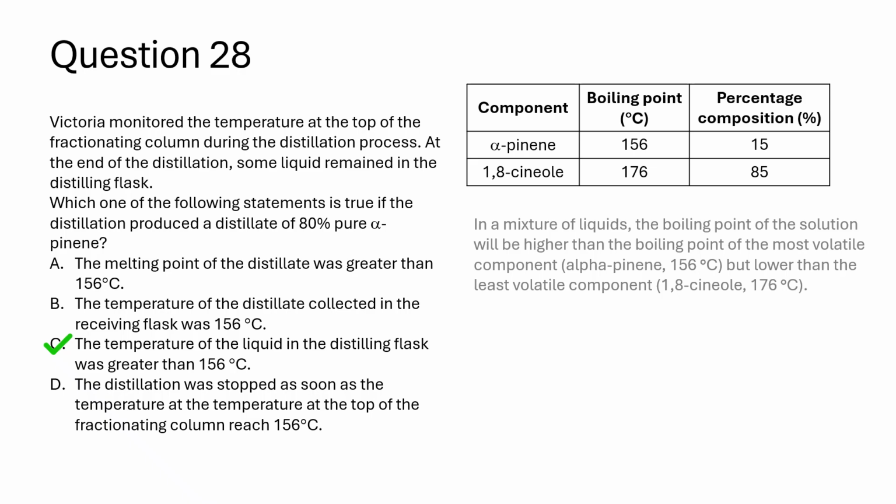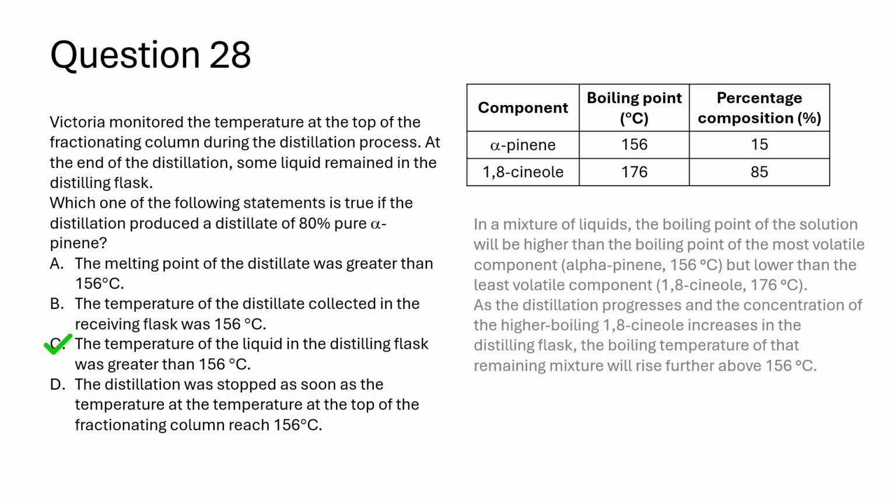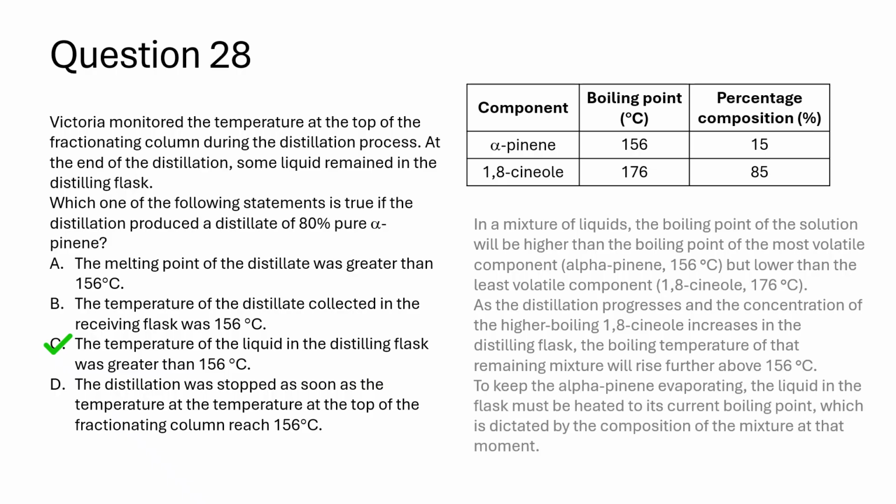As the distillation progresses and the concentration of the higher boiling 1,8-cineol increases in the distilling flask, the boiling temperature of that remaining mixture will rise further above 156 degrees Celsius. To keep the alpha-pinene evaporating, the liquid in the flask must be heated to its current boiling point, which is dictated by the composition of the mixture at that moment.